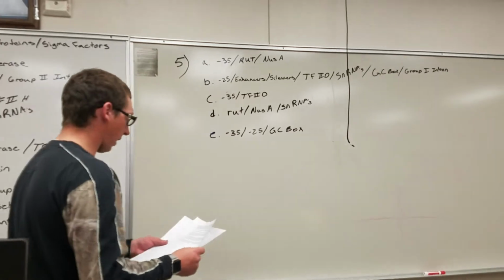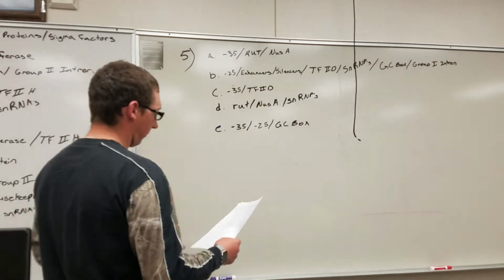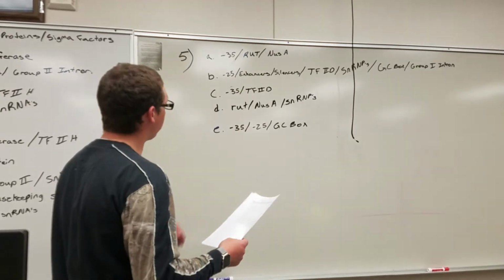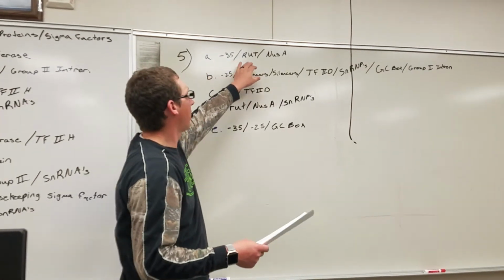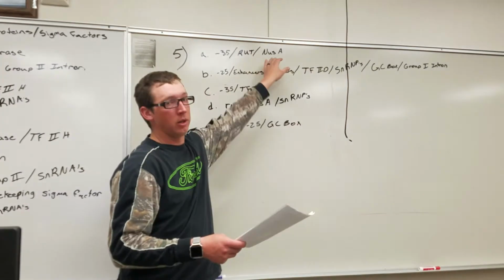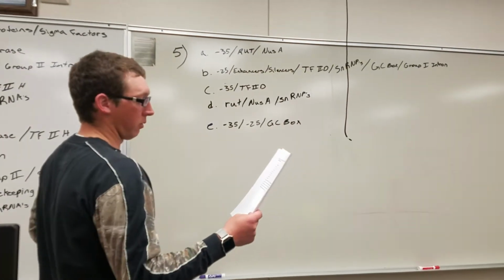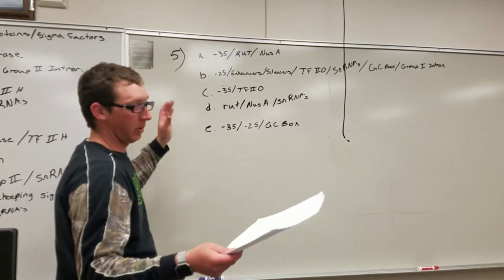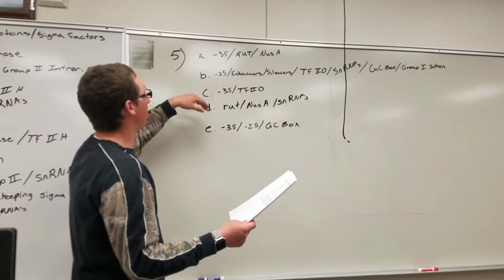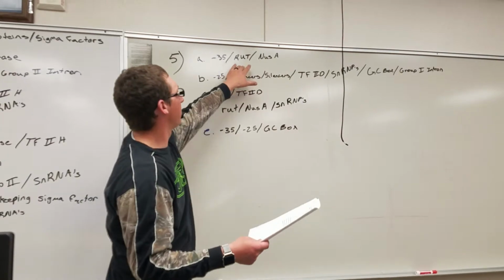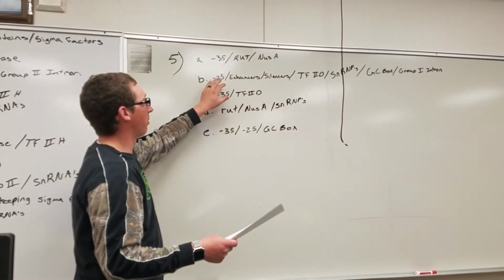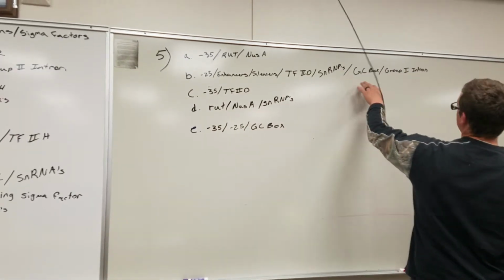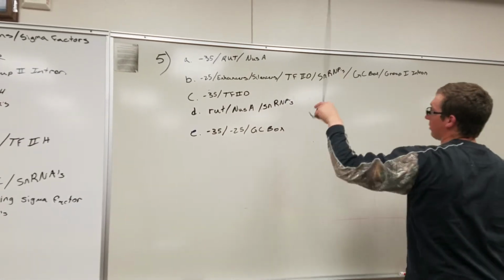So for number 5, for A, it asks which of the above is found in the bacterium E. coli. You've got the -35, the Rho utilization site, and the NusA. For which one was found in the yeast, obviously you can subtract these from the rest, and we're going to just add the rest to the list. We've got our -25, enhancers, silencers, TFIID, the SNRPs, GC box, and our group 1 introns.